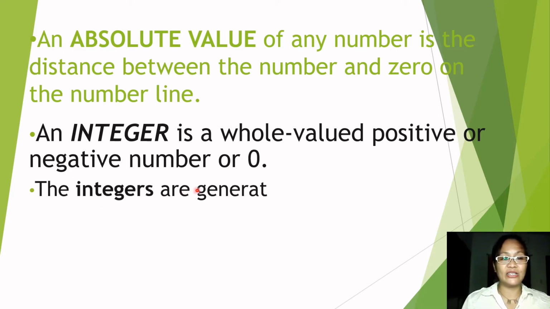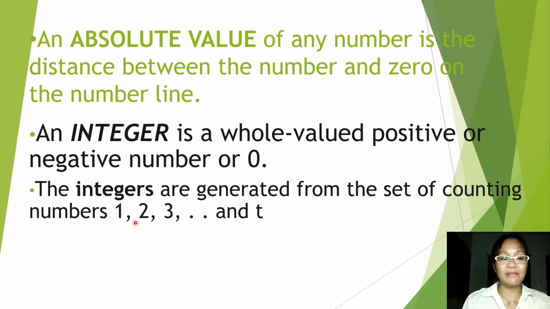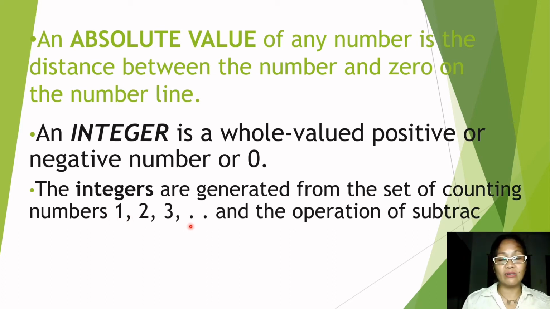So, the integers are generated from the set of counting numbers 1, 2, 3, and so forth and so on, and the operation of subtraction. Of course, gaya ng sinabi ko kanina, yung counting numbers dito ay yung positive numbers. Okay? At saka, syempre, yung including na yung 0, and the operation of subtraction, ito yung nagkakaroon tayo ng mga negative numbers.